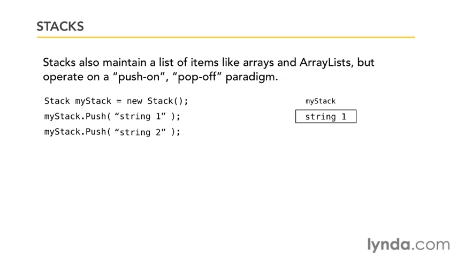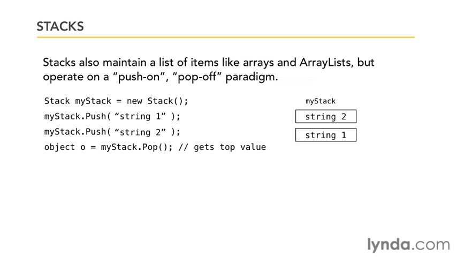If I then push another piece of data, say string2, string1 will slide down and string2 will now be the new top. And I can keep on doing this with successive pieces of data. I could have strings 3, 4, 5, and so on. To get the data off the stack, instead of using push, I use pop. So I would declare an object variable, in this case called O, and then I would call mystack.pop. This will get the top value on the stack. So after calling pop, string 2 pops off, string 1 slides back up, and now the value of O is string 2.